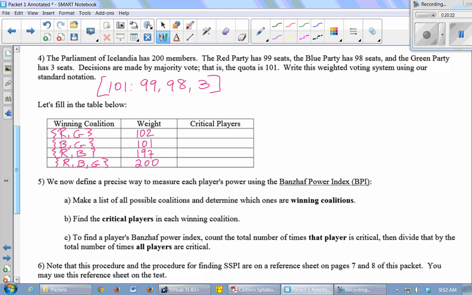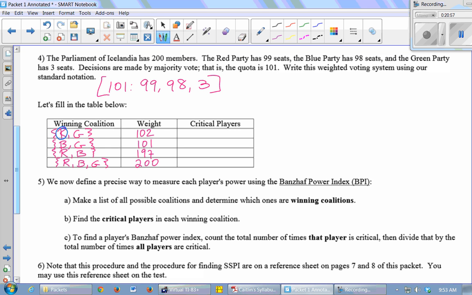All right, so now we have to decide who is critical in each of these coalitions. So in the red and green coalition, think of them as a team. Together they have 102 votes. They can pass anything they want, right? If red says, I quit this team, and leaves green all alone, does green have enough votes to meet the quota? No. So that means red is critical. If red quits, green can't survive by itself.